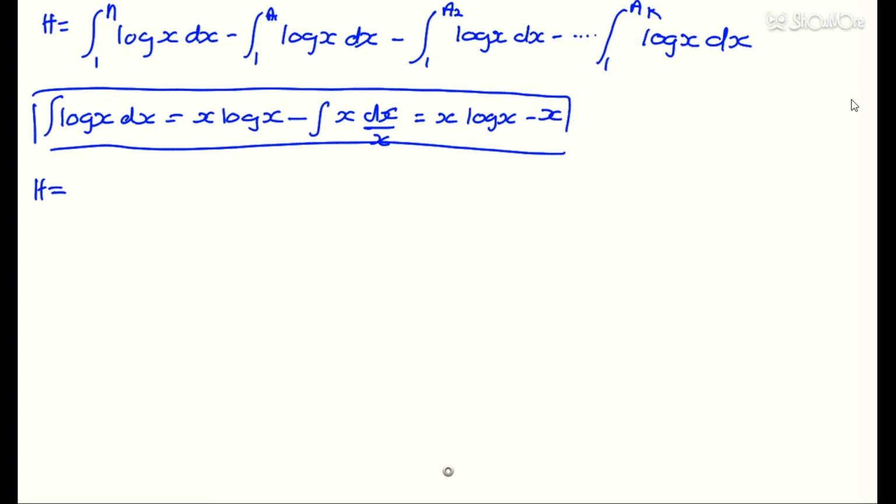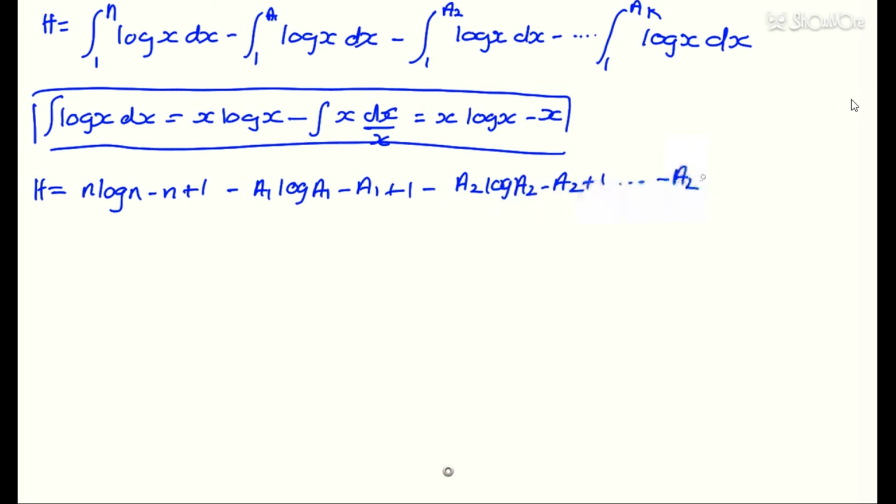h can be written, using the formula by substituting, as n log n minus n plus 1, minus a1 log a1 minus a1 plus 1, minus a2 log a2 minus a2 plus 1, until minus ak log ak minus ak plus 1, using of course brackets in our case.